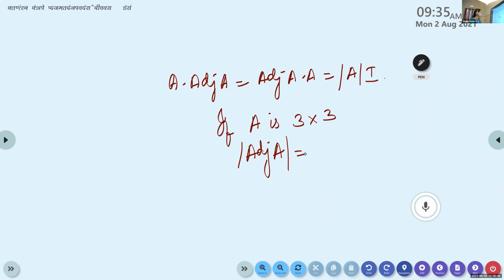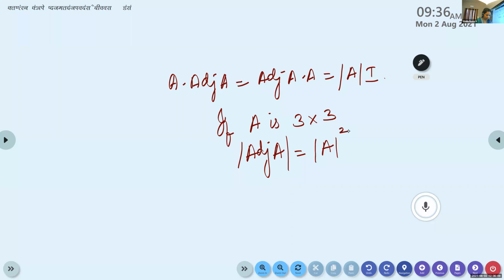Yes, tell me children. If A is a 3 by 3 matrix, determinant of adj A will be the same as determinant A squared, isn't it? Yes or no? Children, all these things we marked that day in your textbook. You solved it or not? You solved these questions or not?